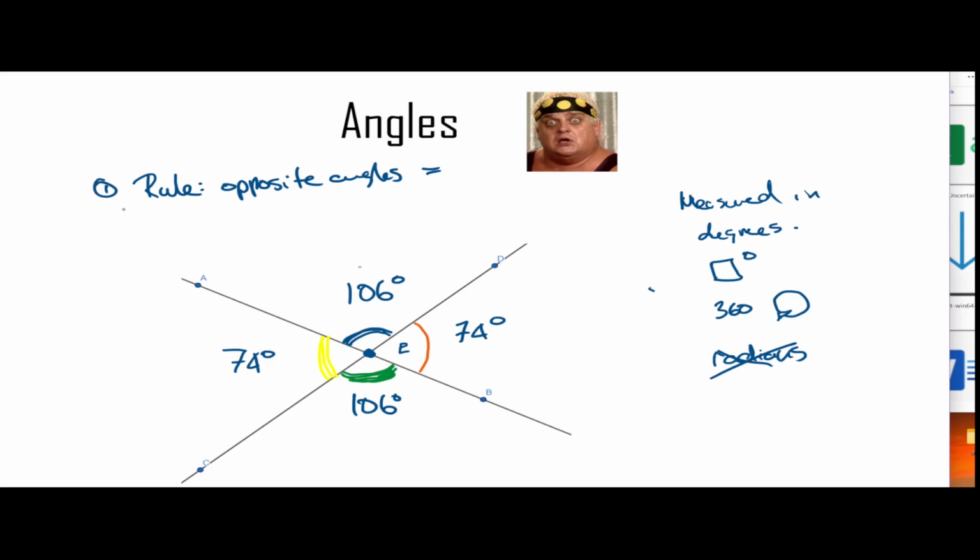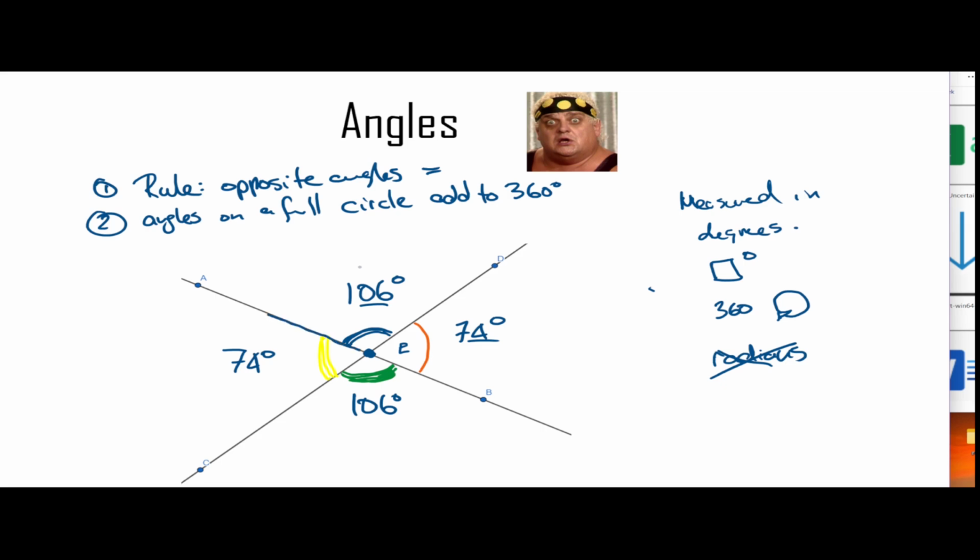So maybe this is rule 1. Rule 2 is that angles on a full circle add to 360 degrees.